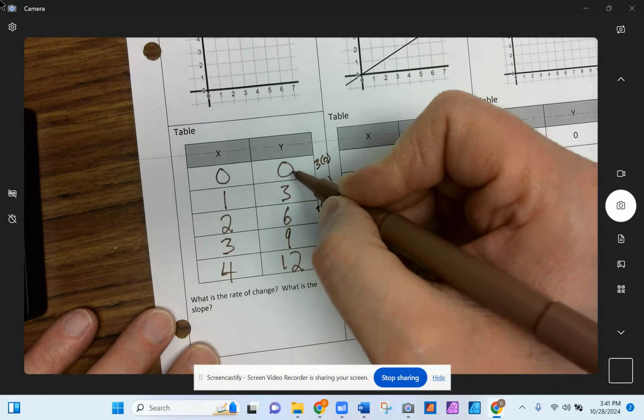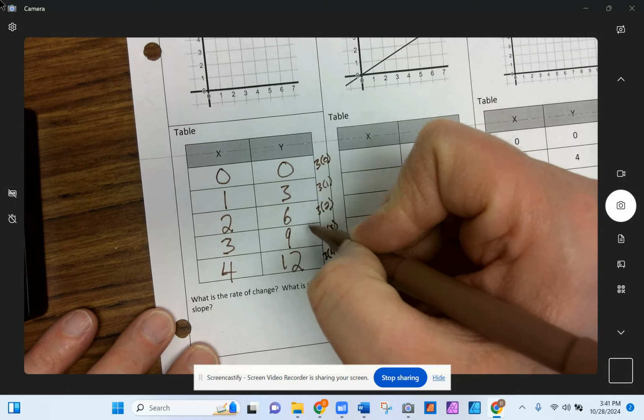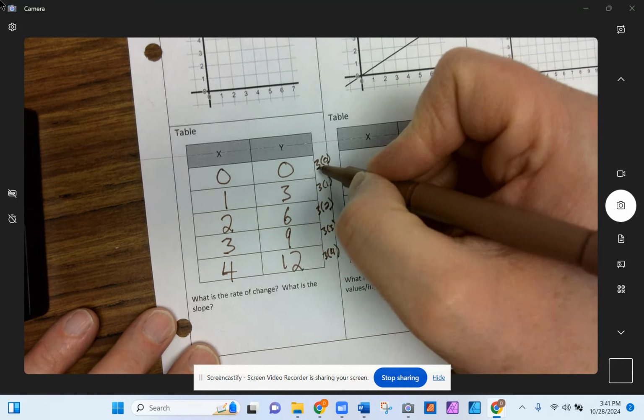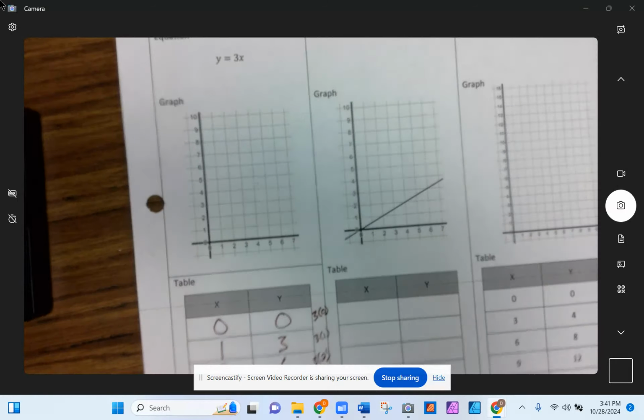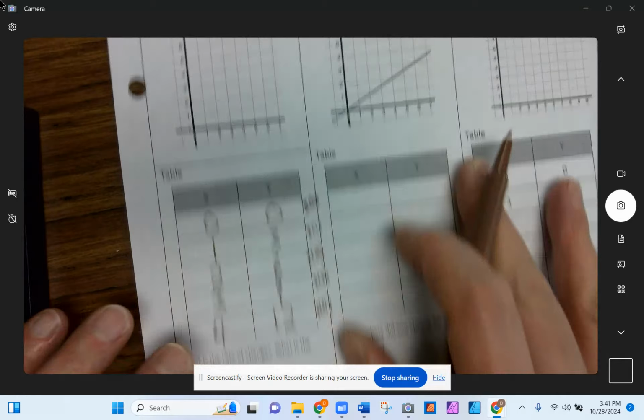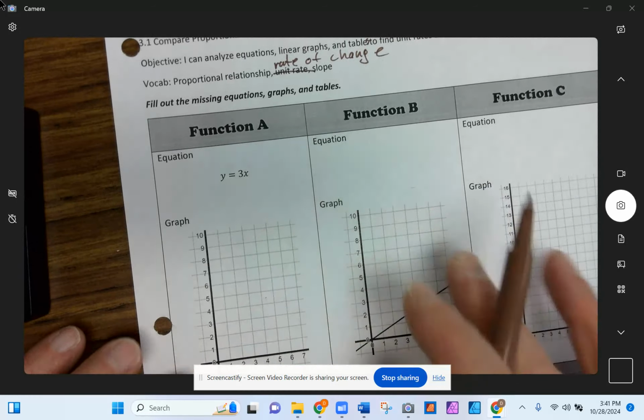You can see that the pattern here is that I'm going up by 3 on my y values each time, because that's the coefficient of the variable right there. All right, so I've got my table right here. We generated it using the equation.